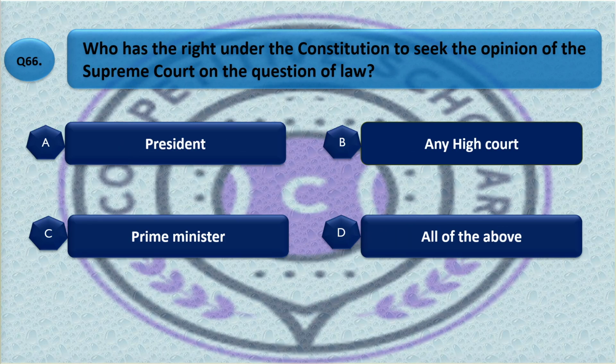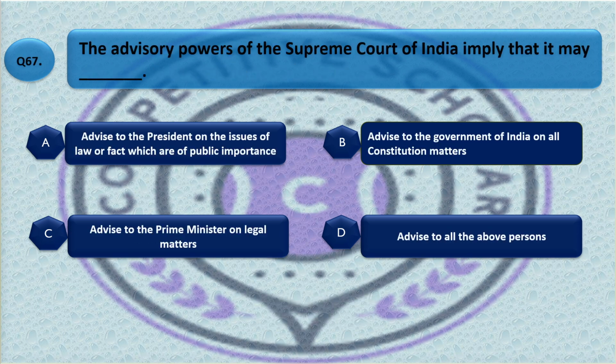Question number 66. Who has the right under the Constitution to seek the opinion of the Supreme Court on the question of law? Option A, President. Option B, any High Court. Option C, Prime Minister. Option D, all of the above. So the answer is option A, that is the President.